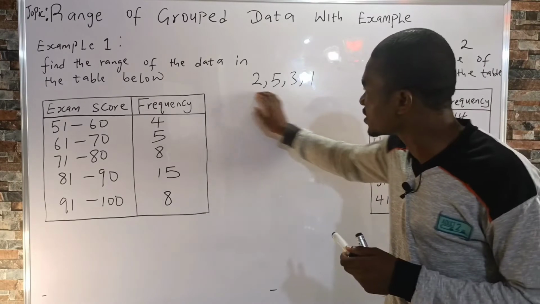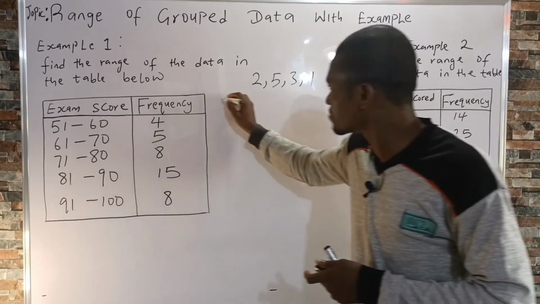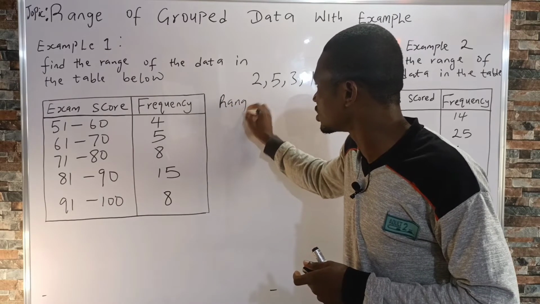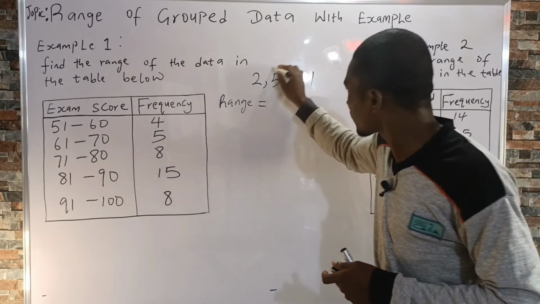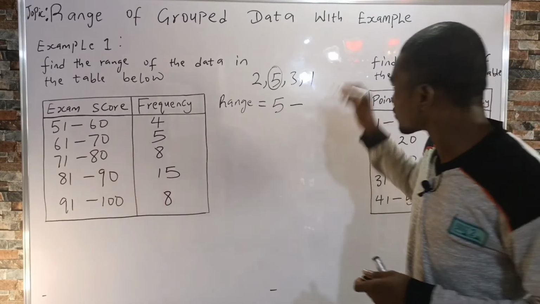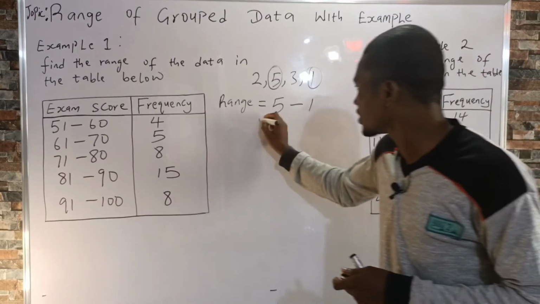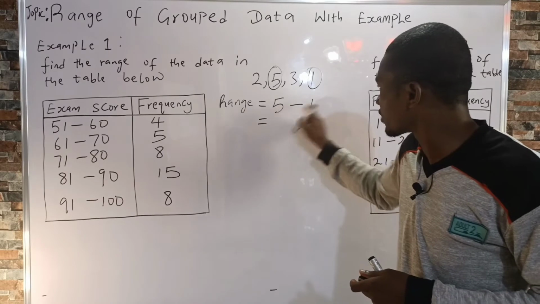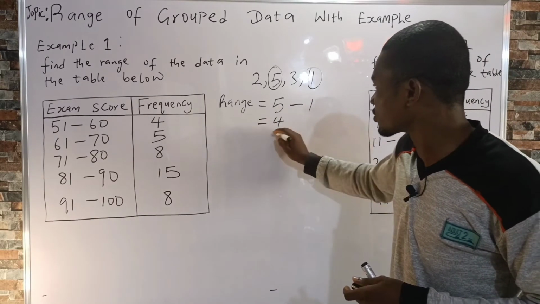So to find the range of this ungrouped set of data, it is very simple. Just say that your range is equal to the biggest score, which is 5, minus the smallest score, which is 1. The range is equal to 5 minus 1, which will give us 4. Okay, so 4 is the range.